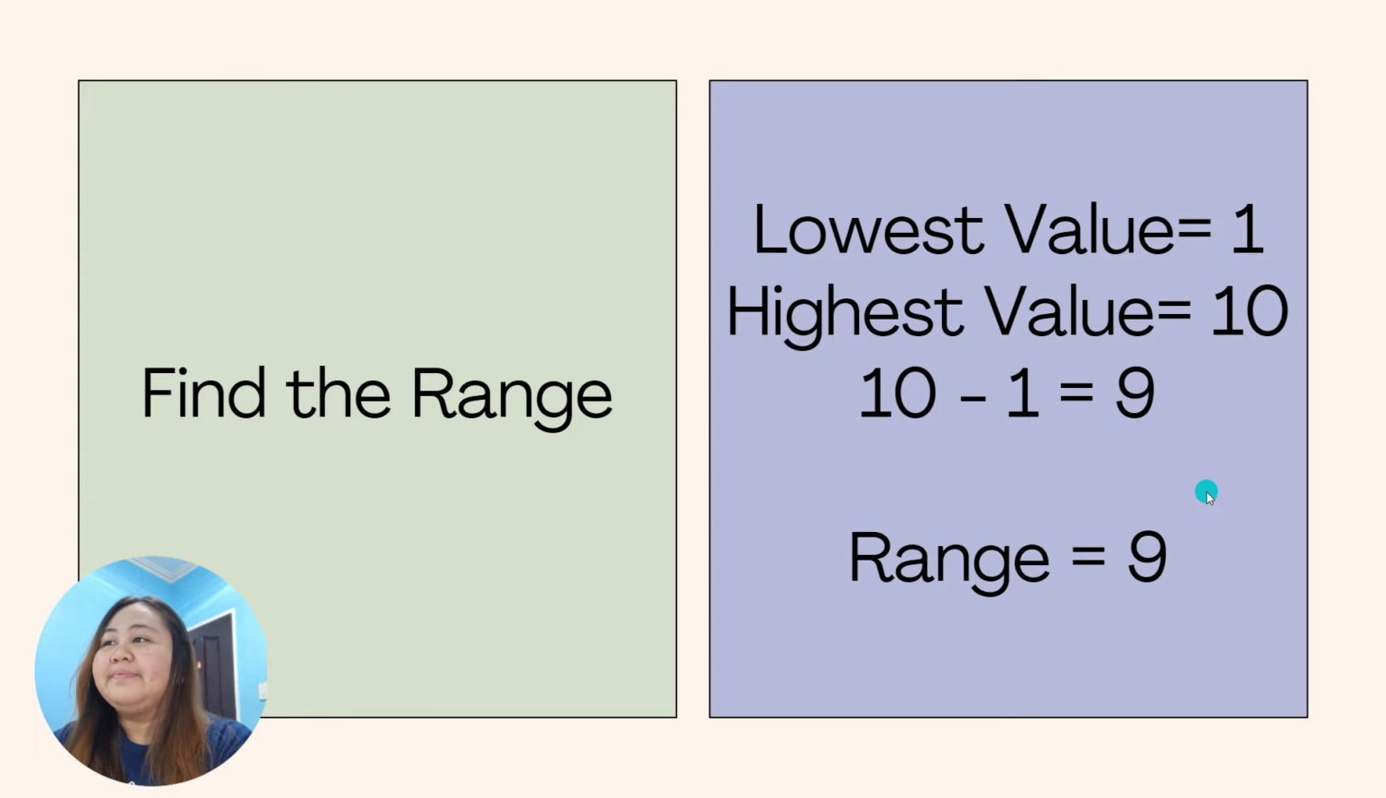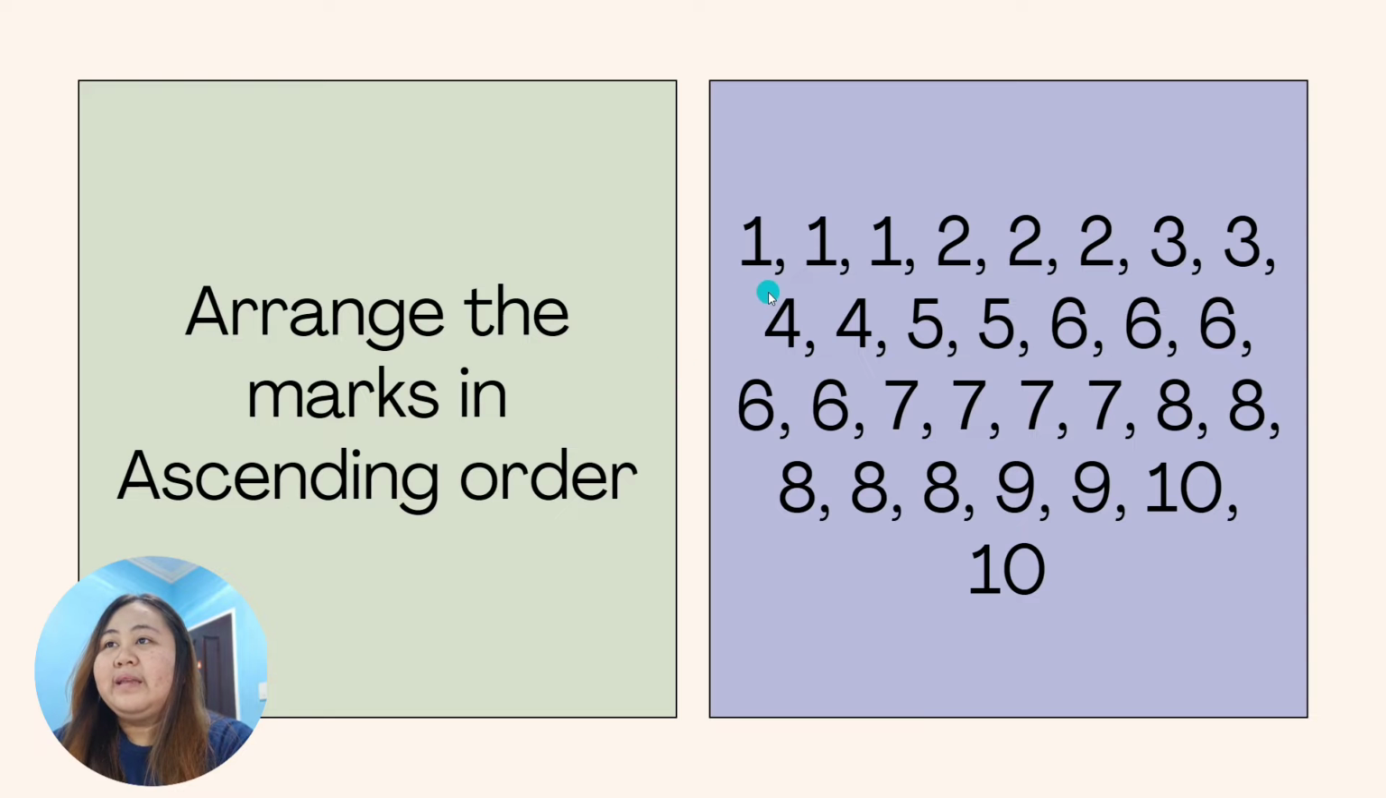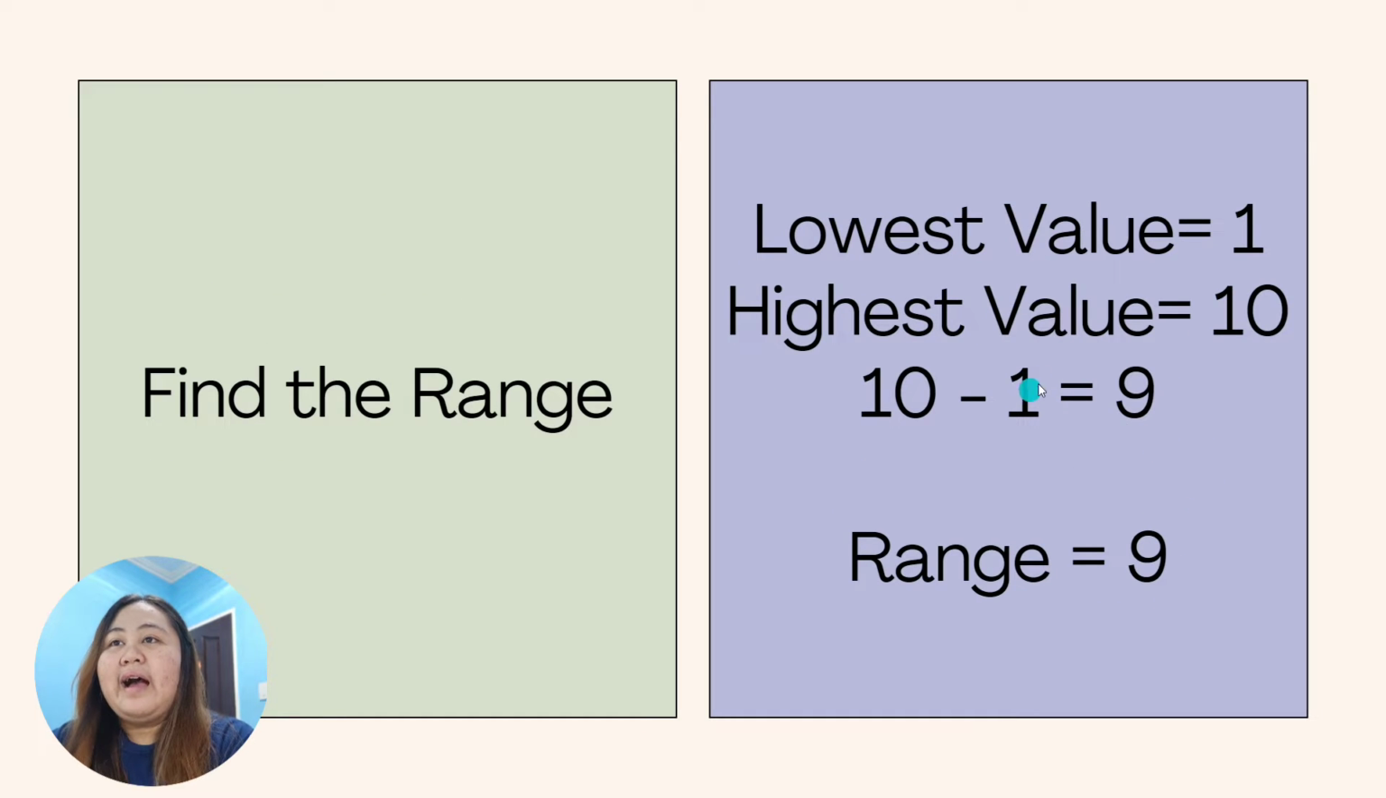So, next step is to find the range. As I told you earlier, the identification of the lowest value and the highest value. So, the lowest value of our data, let's go back. The lowest value is 1 and the highest value is 10. So with this, to find the range, highest value minus lowest value. So that will be 10 minus 1, it is equal to 9. So our range is 9.